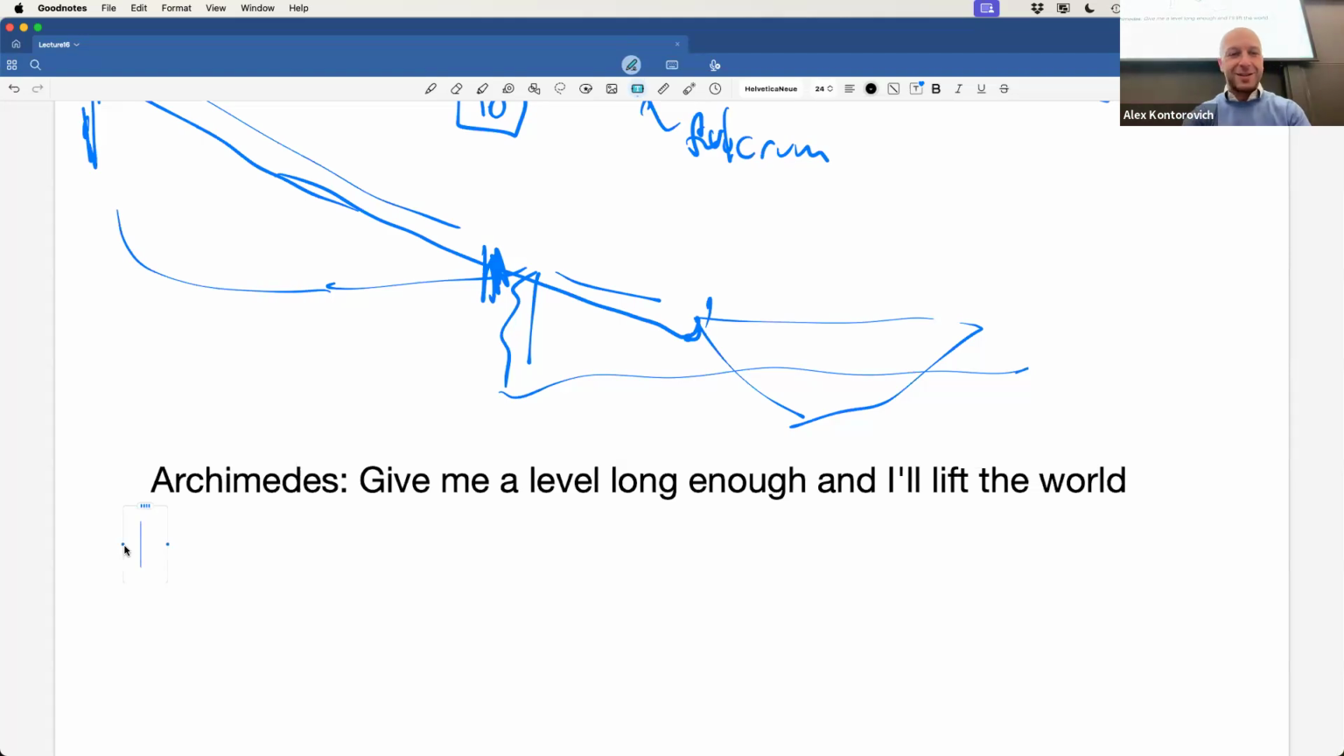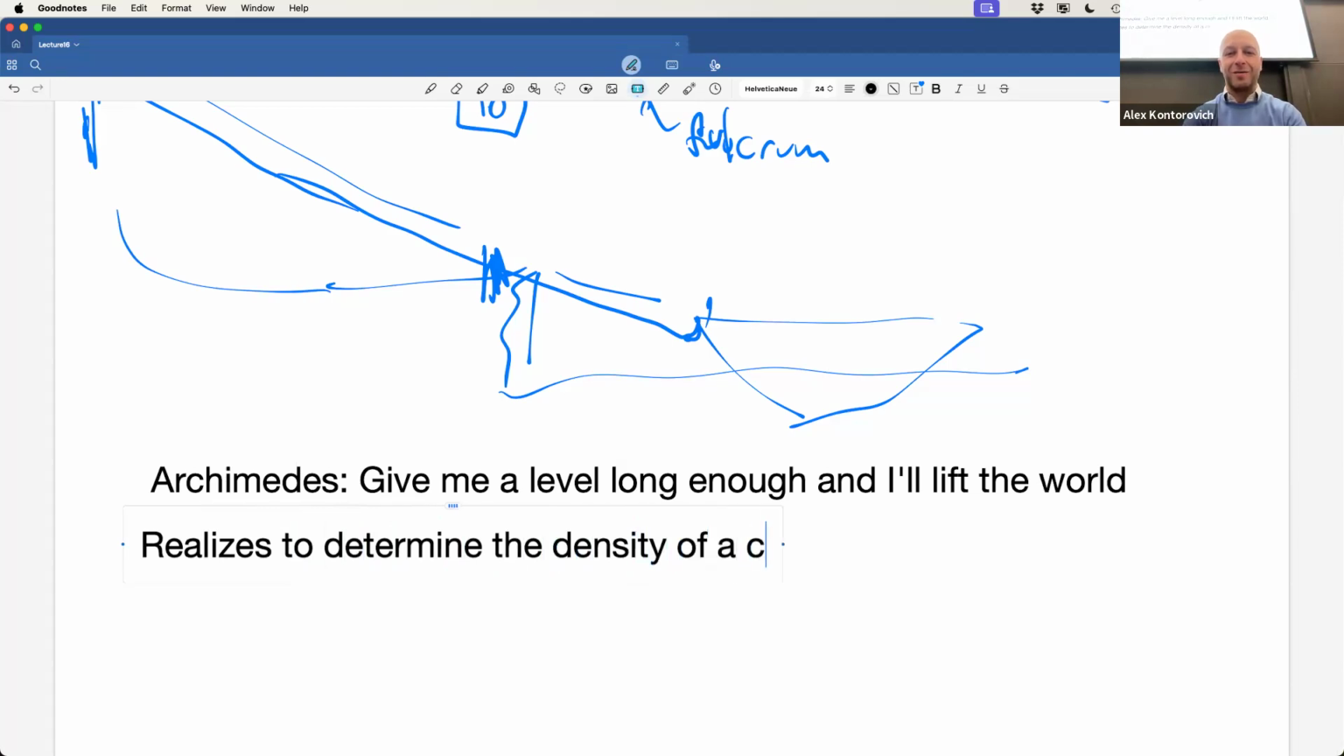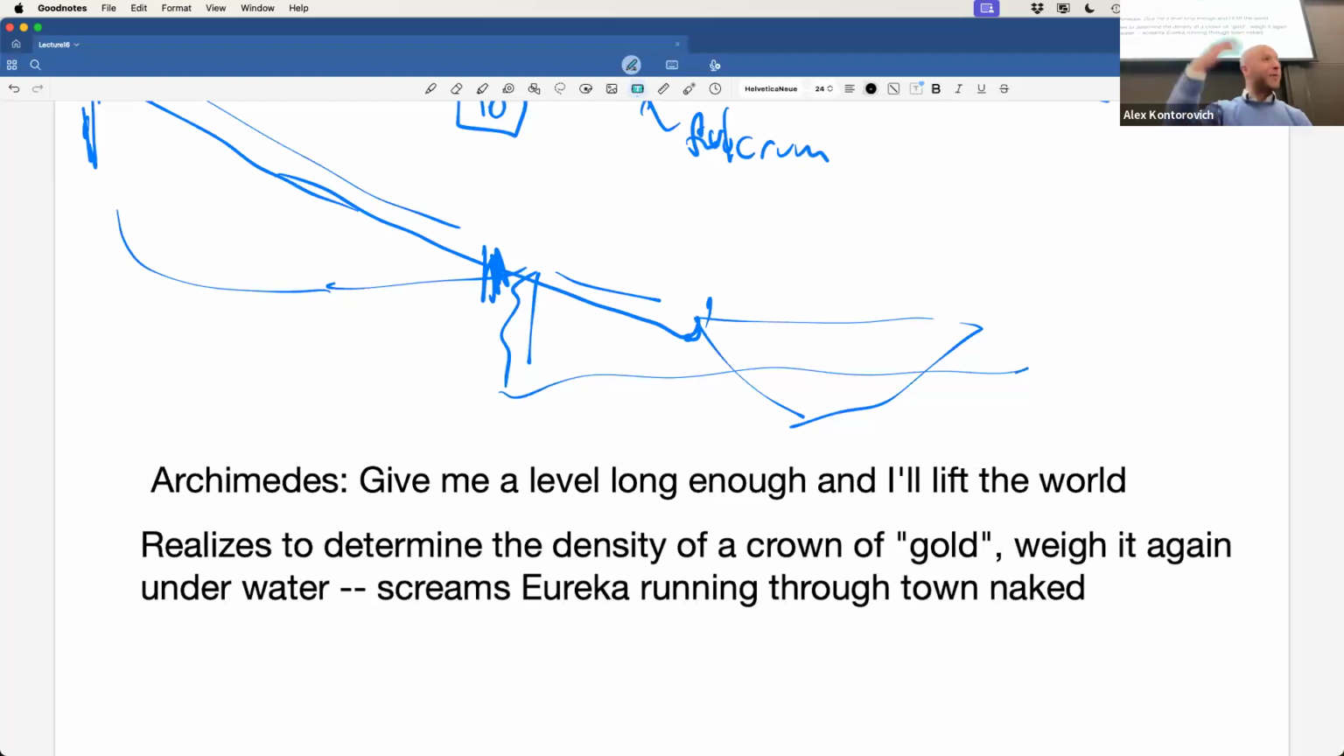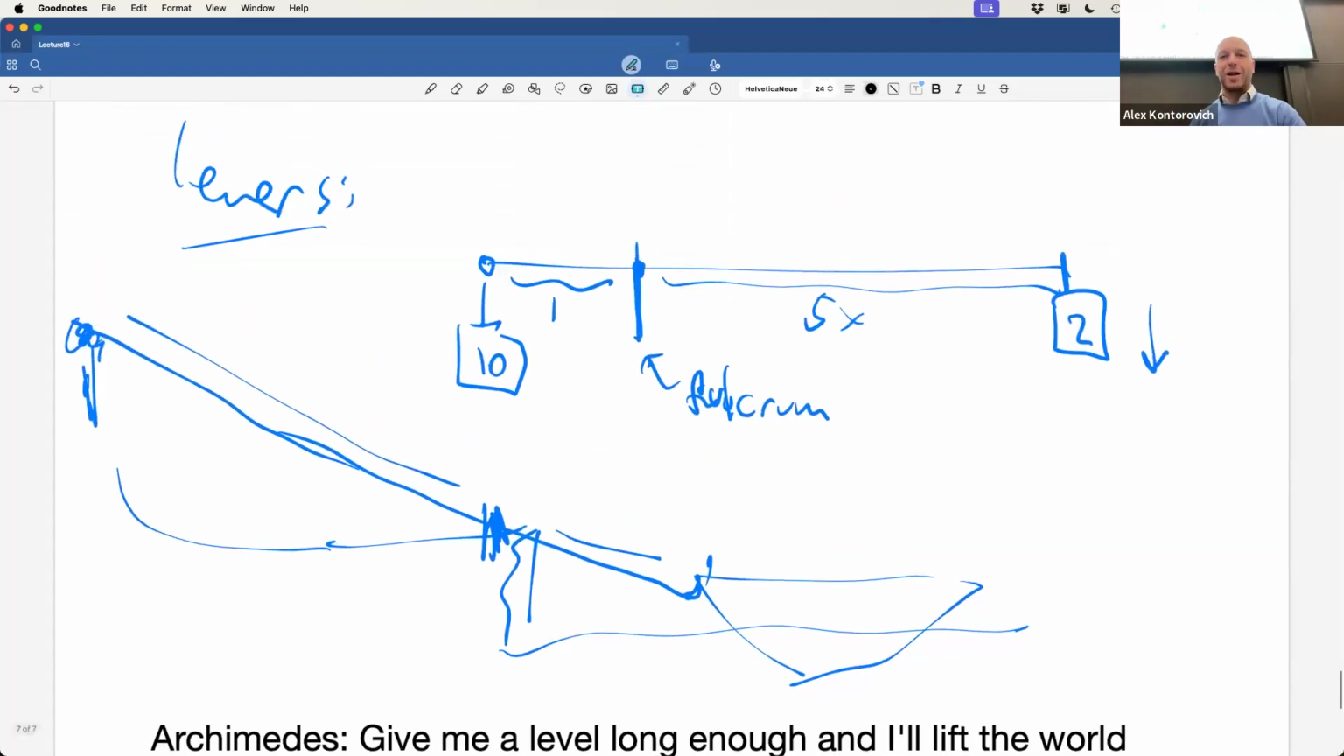So let's just say he realizes that to determine the density of a crown of what may be gold, not only do you have to check the weight, but you'll see how much water it displaces, and then weigh it again underwater, and screams Eureka, running through town naked on his way to the king. He's figured it out. Like, I got it. Okay.